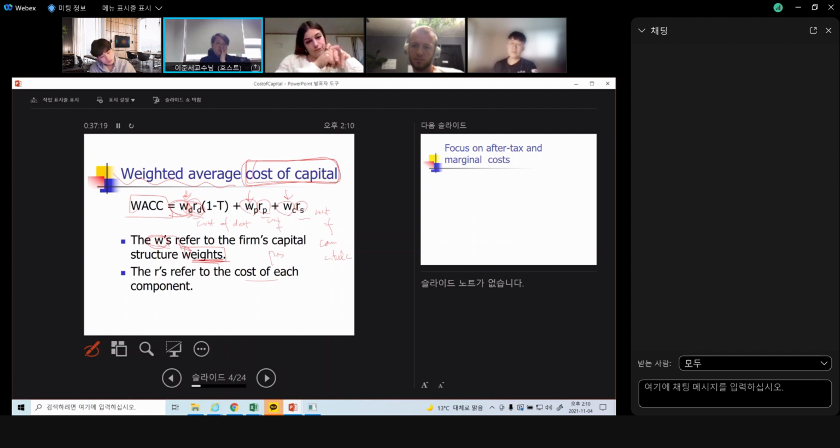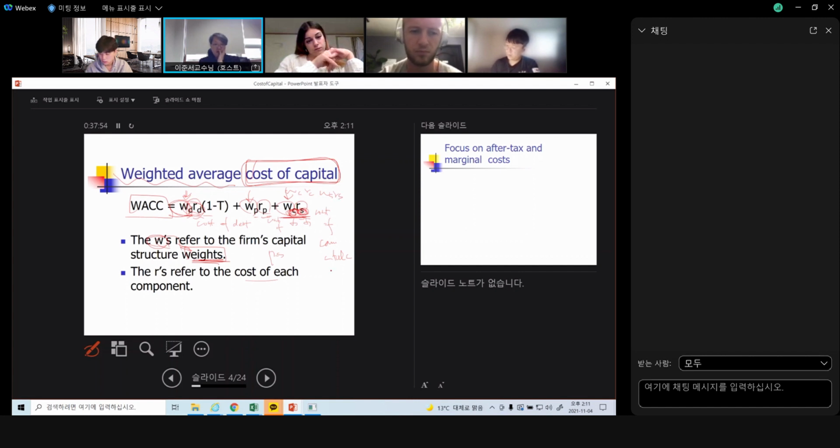You guys, wondering why this D? D stands for debt, P stands for preferred stock, right? Then why in this equation is the suffix of W_C R_S? What does that mean? C is common equity, S is stock. Why is it not identical, W_C R_C or W_S R_S? I will let you know.